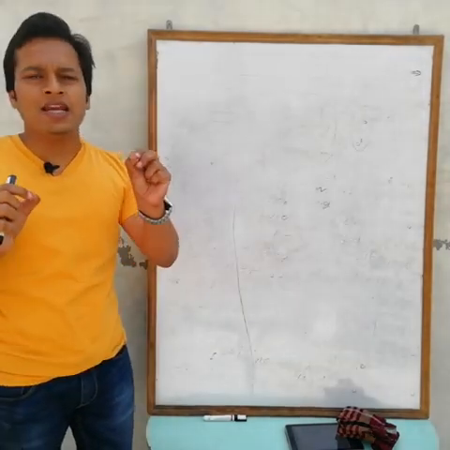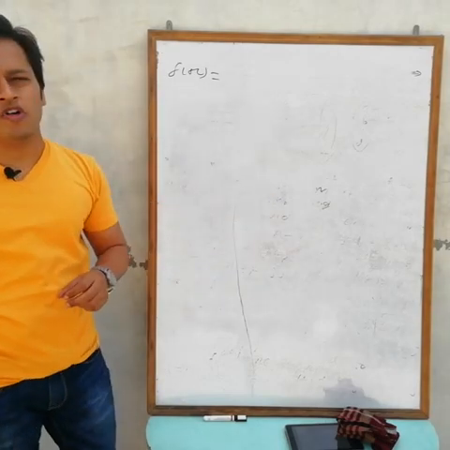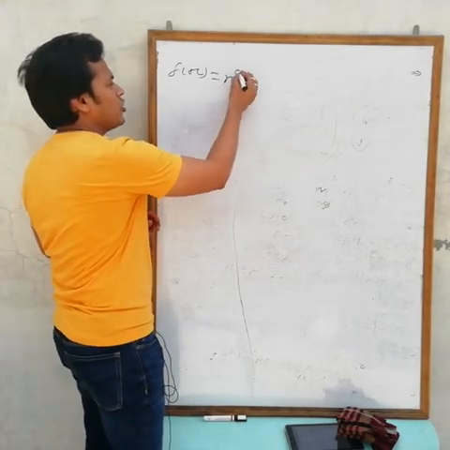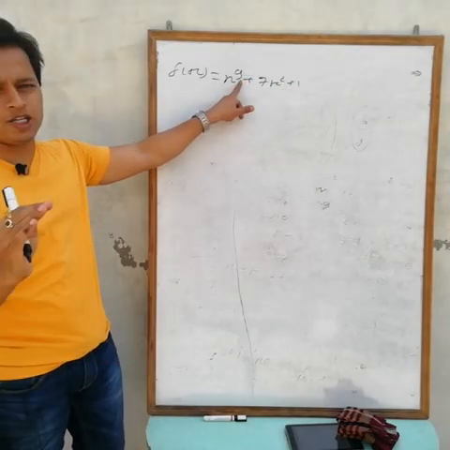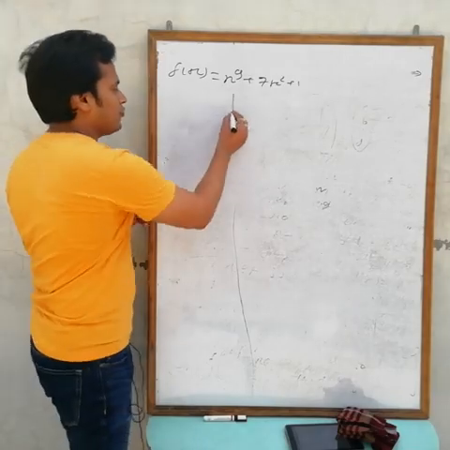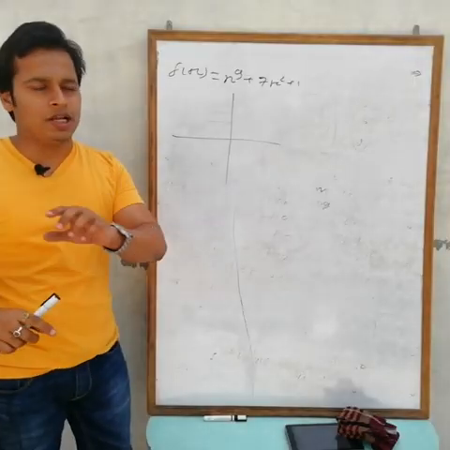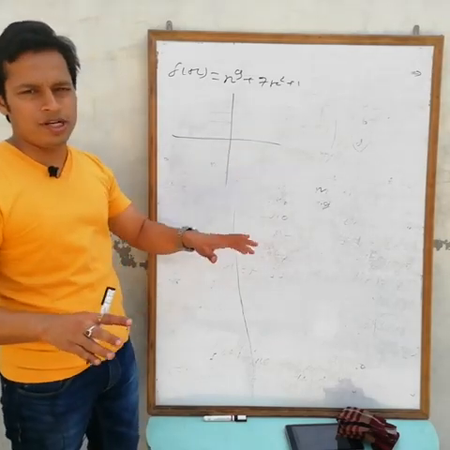Just take any polynomial function. Okay, choose any polynomial function of odd degree. Suppose I am taking x power 9 plus 7x square plus 1. The degree is odd, the highest power of x. Now just try to draw the graph. One thing is clear, a polynomial function is always continuous. Now you can't break this one.